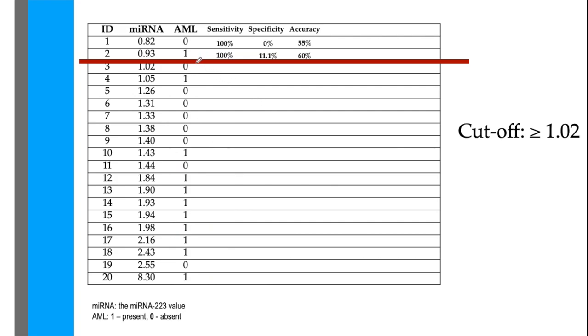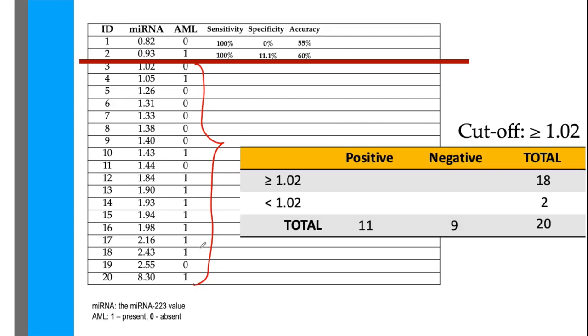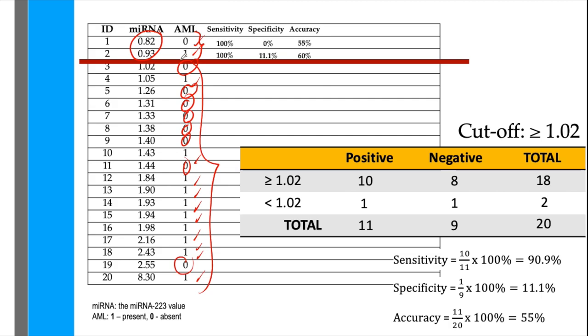Now, if the cutoff is 1.02, there will now be 18 patients with at least 1.02 and 2 patients having microRNA-223 of less than 1.02. Now, among these 18 patients, we see now that there are 10 patients left who are positive of AML while there are 8 patients who are negative of AML. And among these 2 patients with microRNA-223 of less than 1.02, one of them is positive and one of them is negative of AML. So given this table now, again, we may compute for the sensitivity, specificity, and accuracy. So the sensitivity is 90.9%, specificity is 11.1%, and accuracy of 55%.